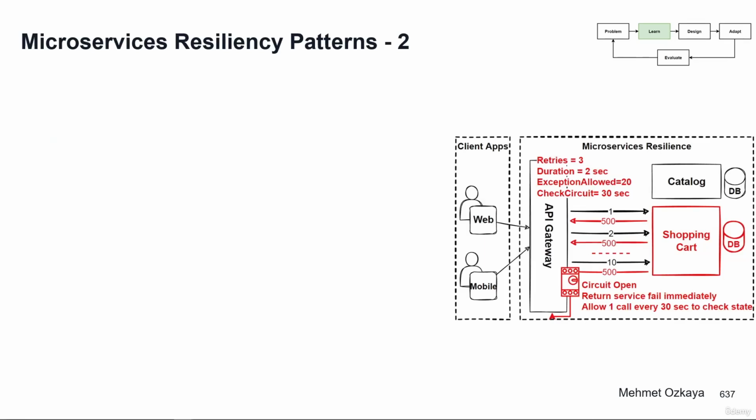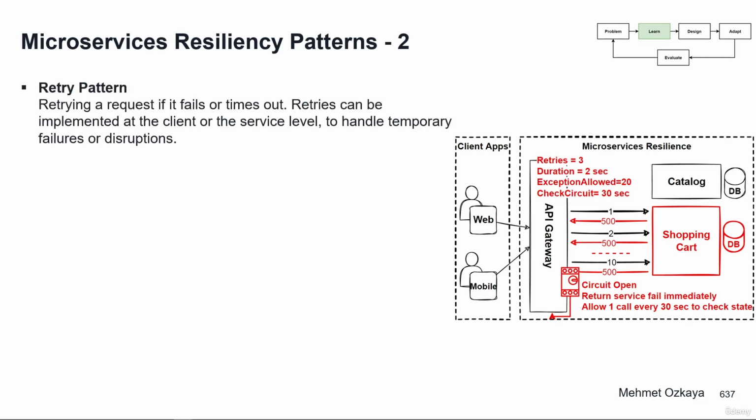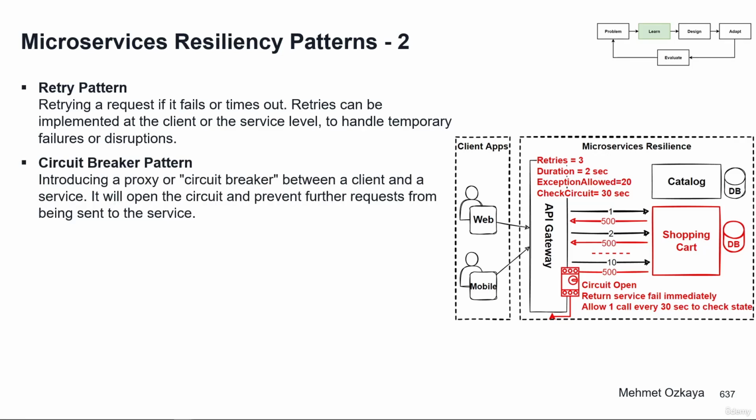We will apply these microservice resilience patterns to microservice communication, and I will explain them in detail in the next videos, but let me give brief information about the microservices resilience patterns. The first pattern is the retry pattern. This pattern is retrying a request if it fails or times out. Retries can be implemented at the client or the service level and can be used to handle temporary failures or disruptions.